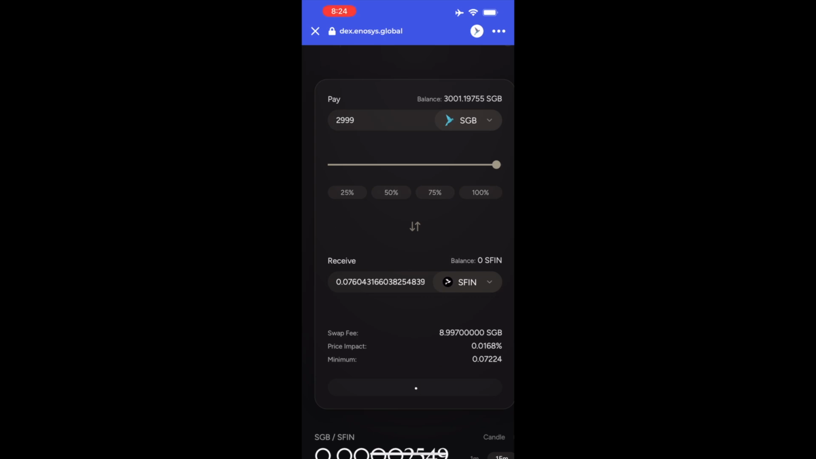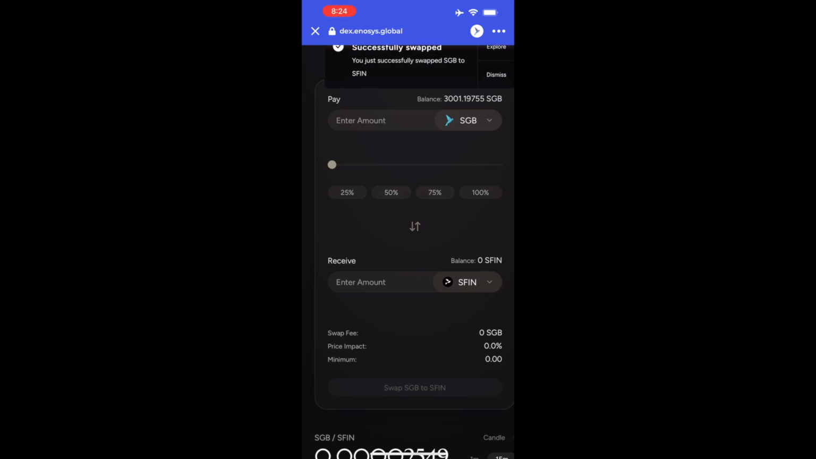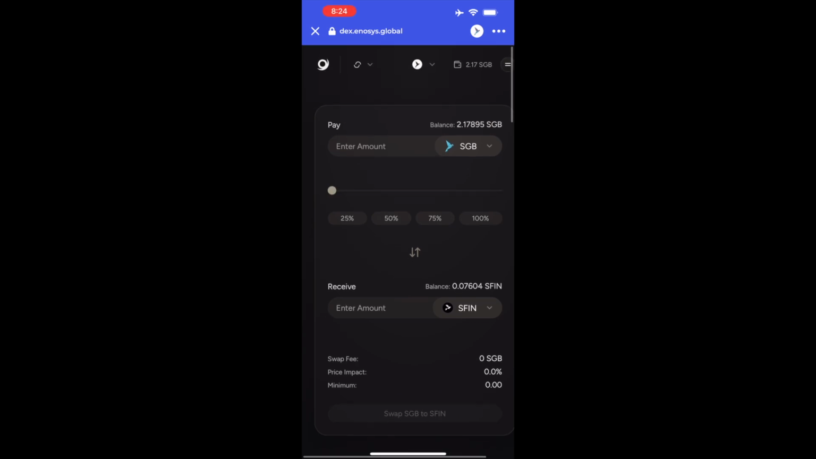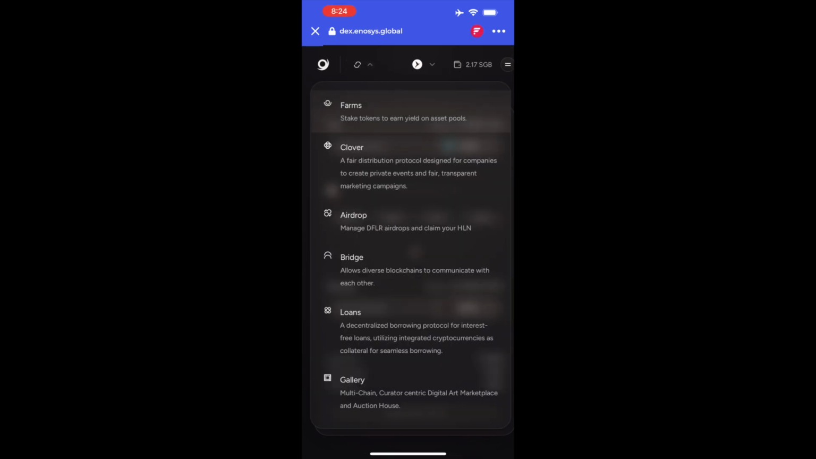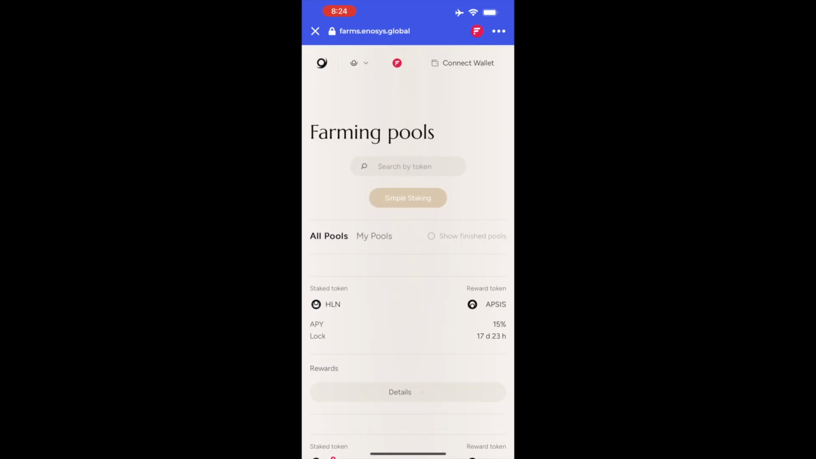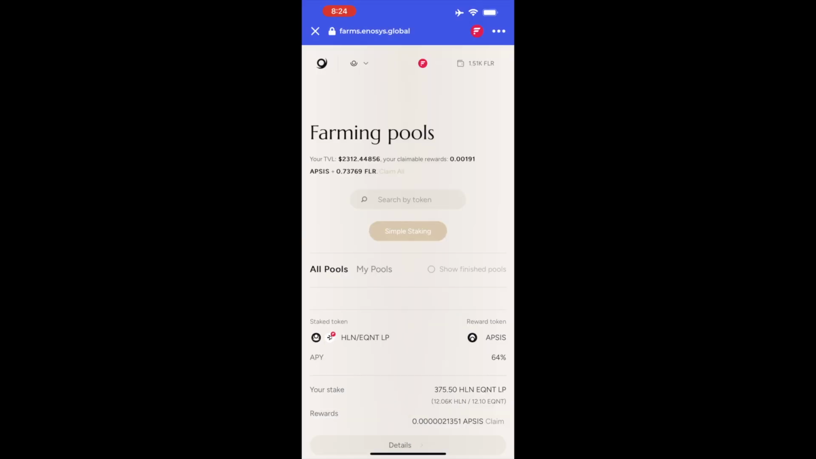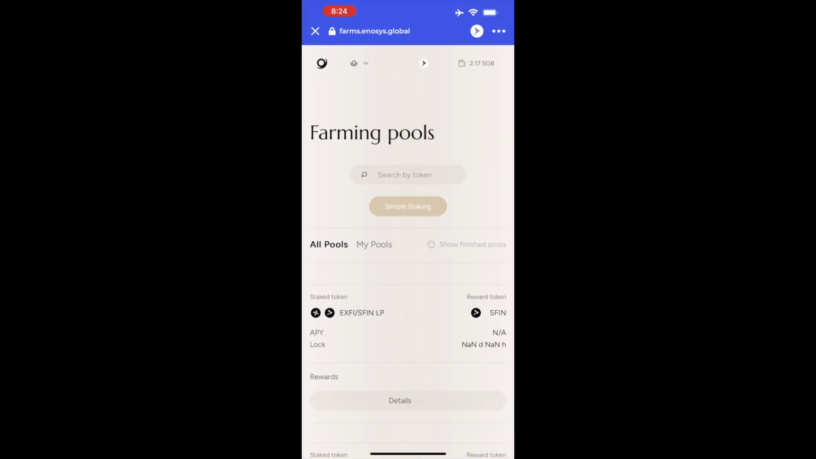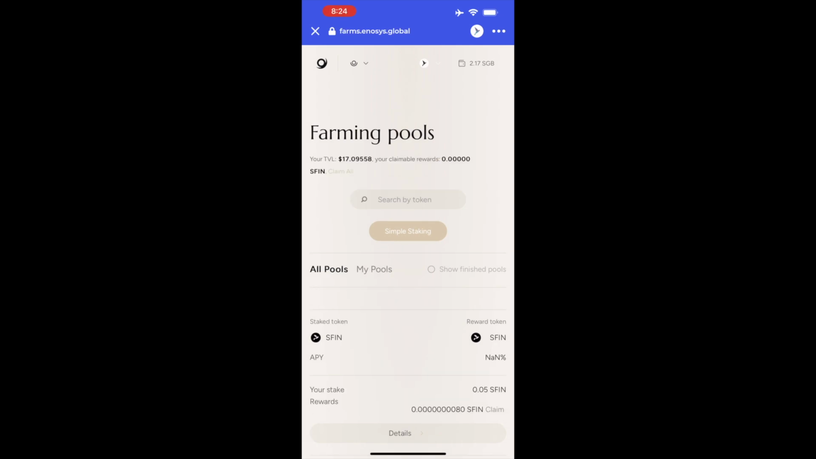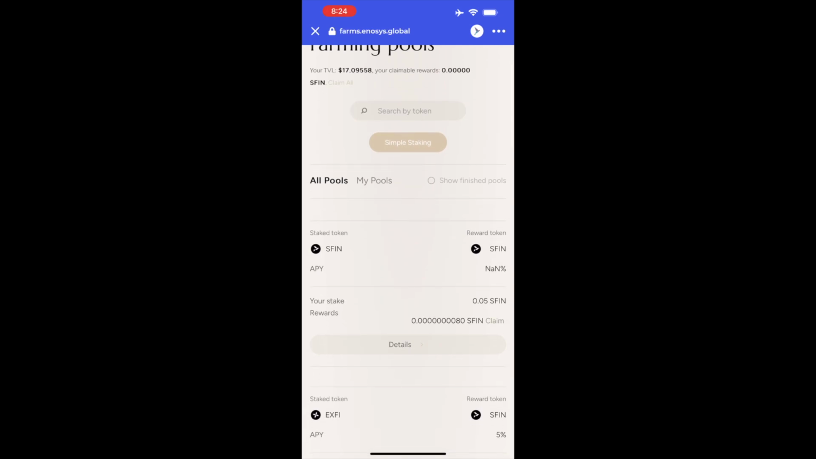Now listen to this. You take your Flare or your Songbird and you're earning delegation rewards. You take those delegation rewards over to Enosys and you put them in liquidity pools where you could either earn APSIS on the Flare network or Songbird Finance, SFIN on the Songbird network, and then you start earning APSIS and SFIN, take that and then you re-put that in the pool. So you're just doubling down constantly in DeFi.